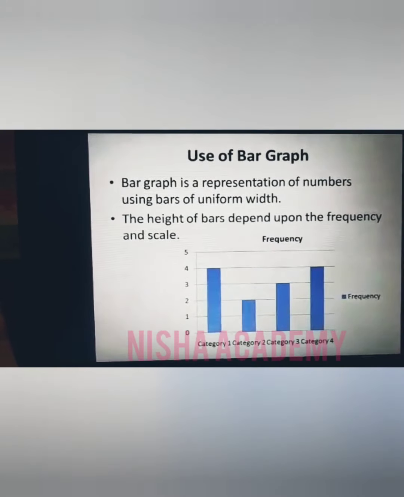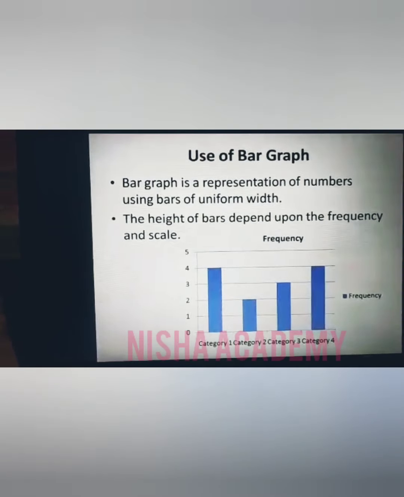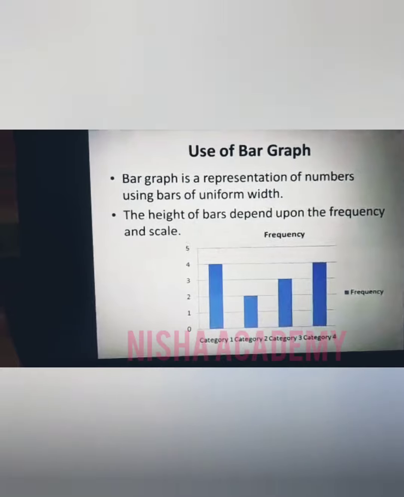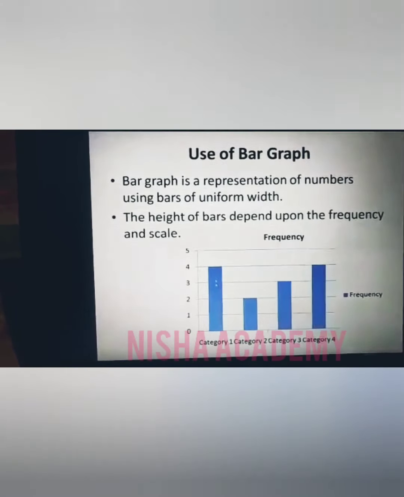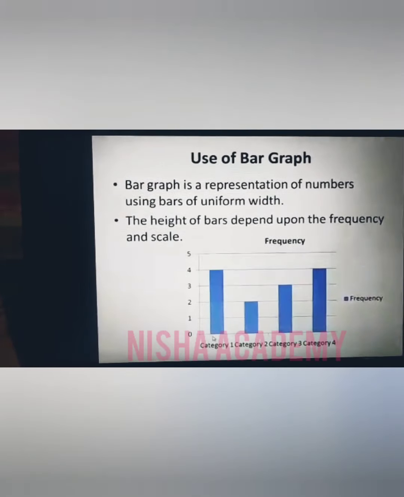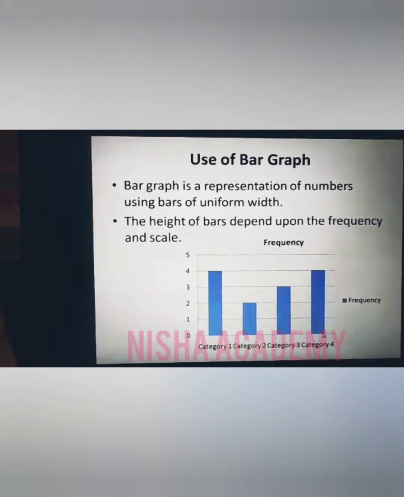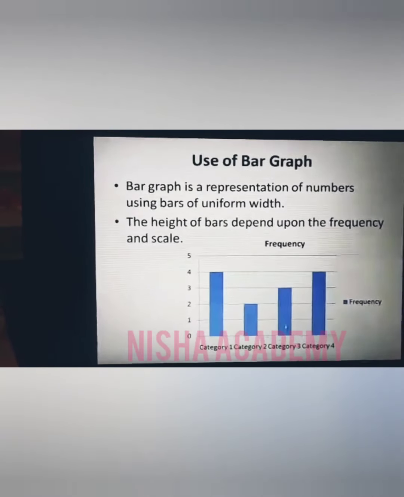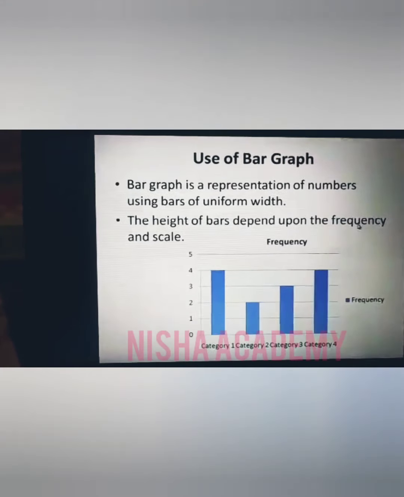Now what do you mean by a bar graph? A bar graph is a representation of numbers using bars of uniform width. See, if you can see here, these are called bars, and they are of uniform width. All the bars are of the same size, and the height of the bar shows the frequency and the scale.